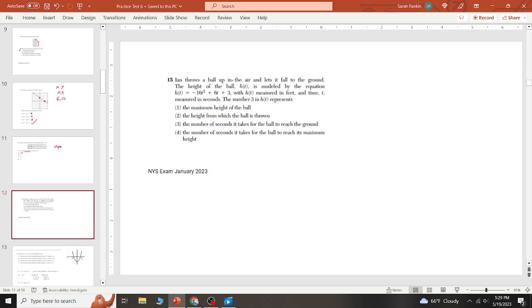Okay, then throws the ball into the air and lets it fall to the ground. The height of the ball is modeled by this equation with h measured in feet and t in time. Number 3, so they're figuring out what this is. Well, if you think of it, when t is 0, this is 0, and this second term is 0. So the height of the ball at 0 seconds is 3. So it's the height at which t is 0, when you throw the ball. So the height from which the ball is thrown.